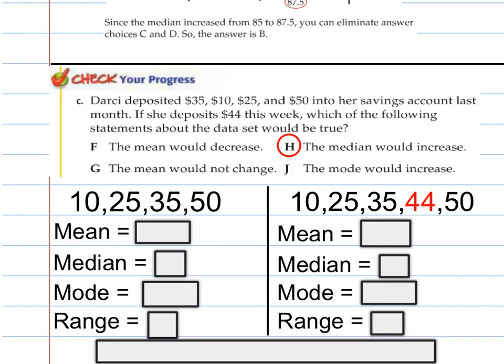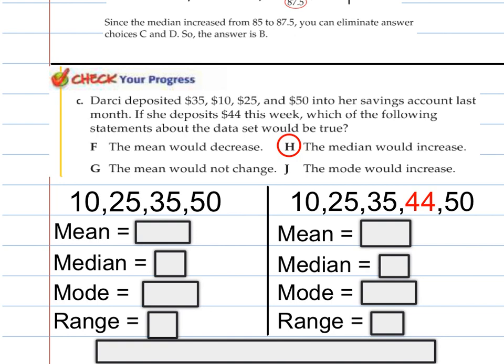Okay, one last problem. Darcy deposited $35, $10, $25, and $50 into her savings account last month. If she deposits $44 this week, which of the following statements would be true? F, the mean would decrease. G, the mean would not change. H, the median would increase, or J, the mode would increase. So, in order to figure this out, let's look at our data sets with and without that extra $44 deposit.